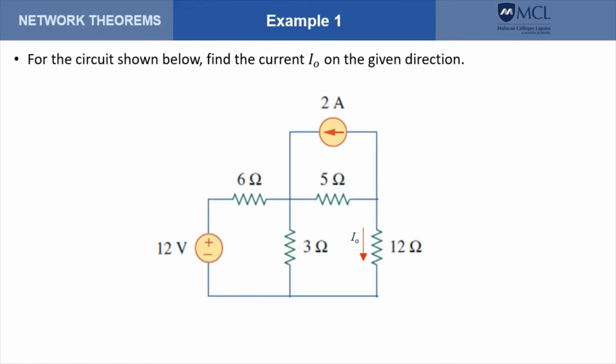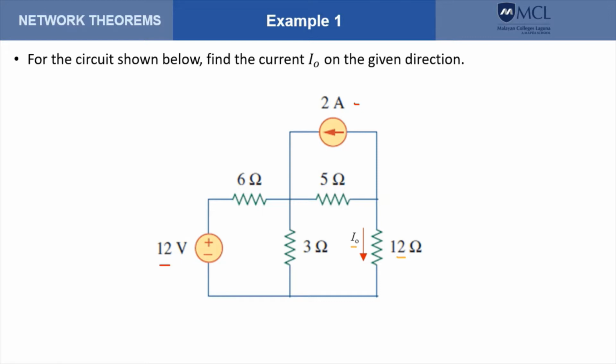In this problem, we're being tasked to solve for the current through the 12 ohm resistance, where the direction of the current is shown as going in the downward direction. Now, this circuit has two independent sources. We have the 12-volt source and the 2 ampere source.